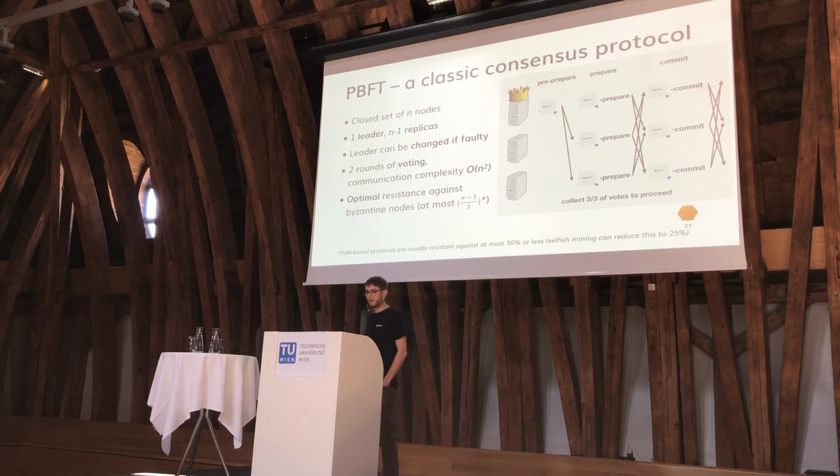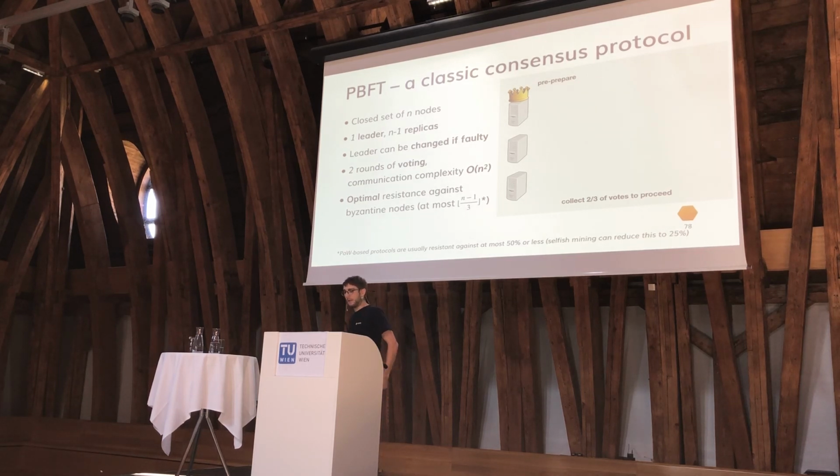Okay, and now you might wonder, 1/3 of malicious actors, but aren't proof-of-work-based protocols resistant against like 50% of malicious actors? And yes, it depends on what kinds of attacks you consider, but you've also heard of selfish mining. Selfish mining can actually reduce this bound to 25% for proof of work.